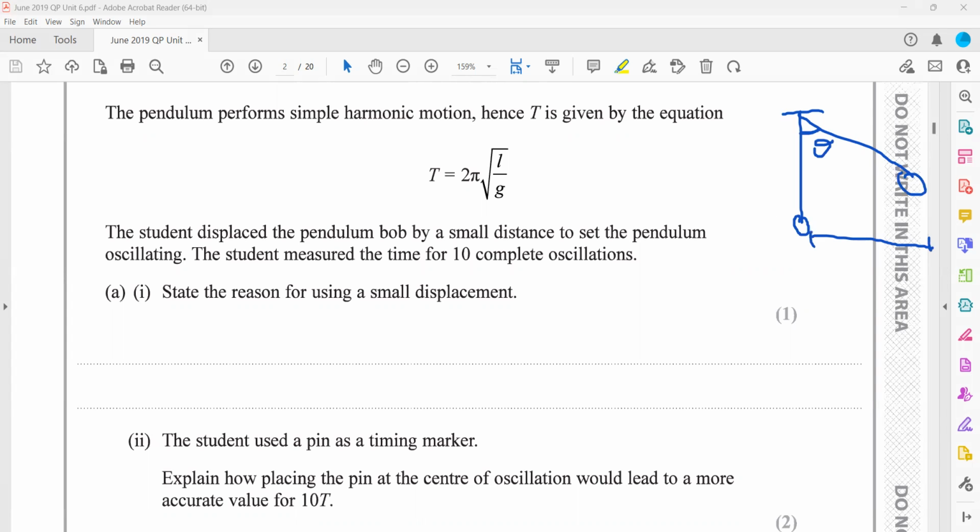So the main reason we keep the displacement very small is that the angle should be small, and we can also ensure that the amplitude does not affect the time period. The main reason is to keep the angle small, because this formula is only derived for a small angle. And when we keep the angle small, as a result, the amplitude does not affect the time period.